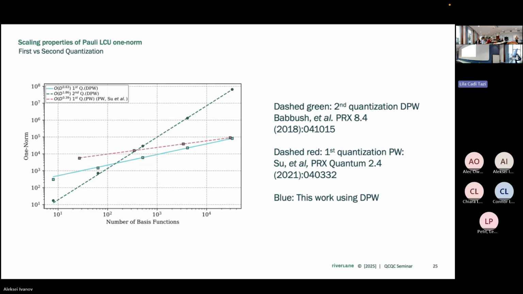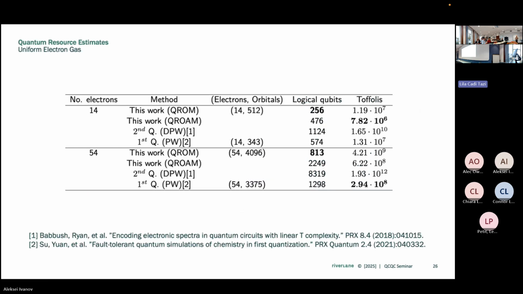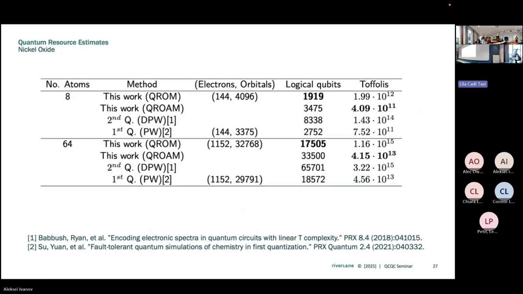But they might have a larger prefactor. So in a near-term regime, actually this might be more efficient. Yeah, and then if you do a split operator approach.